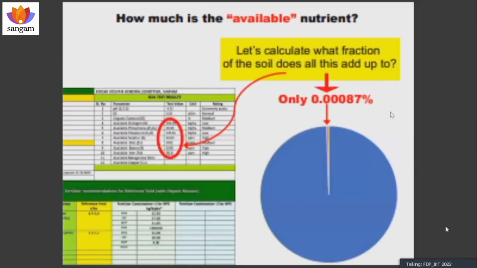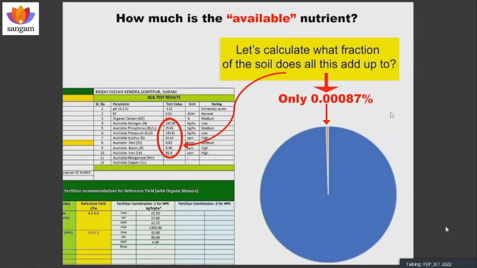And when I calculated how much, if I gave 1 kilo of soil or 10 kilo of soil to the laboratory, how much of my soil is showing up in this report, it's that little red sliver. 0.00087% is all that you see in the report. The rest, 99.9913%, all the blue portion, does not appear in your report. It's just that small red sliver that comes up in your report.